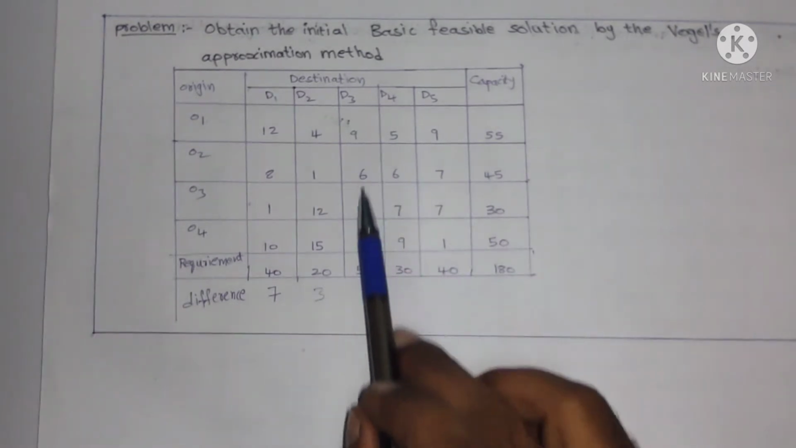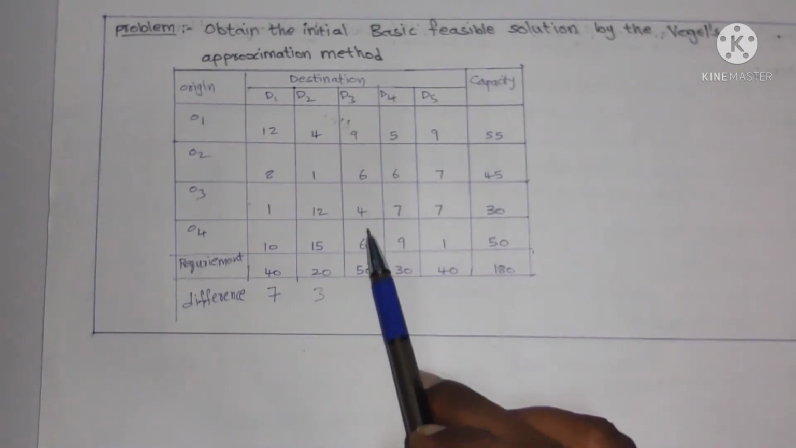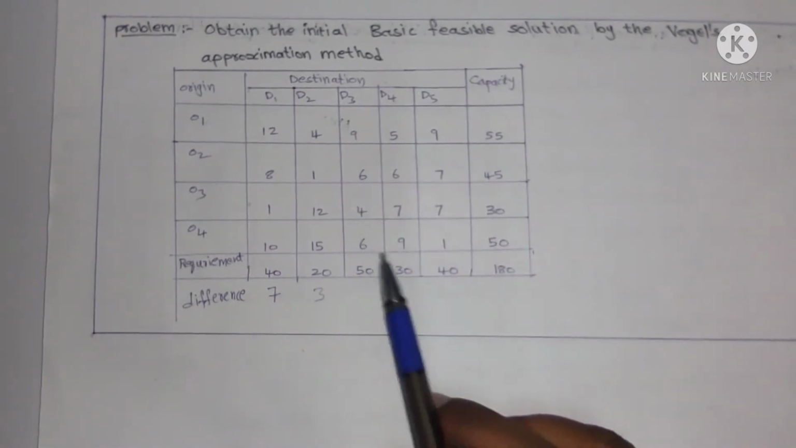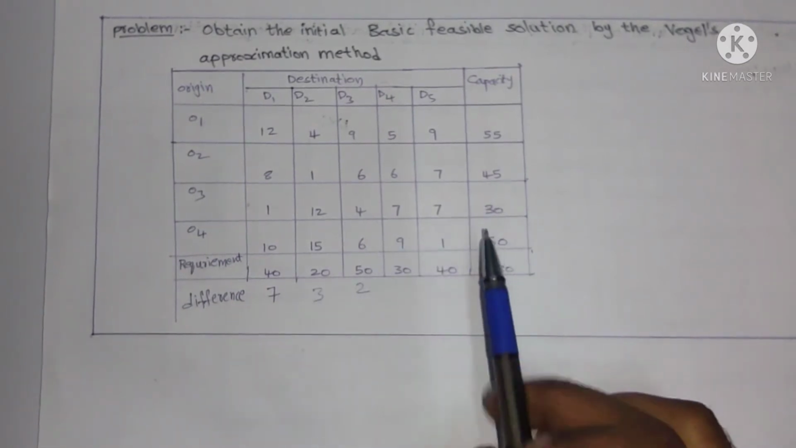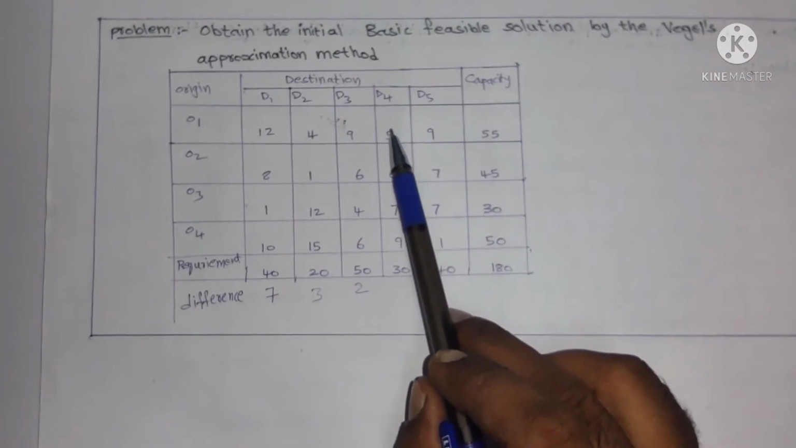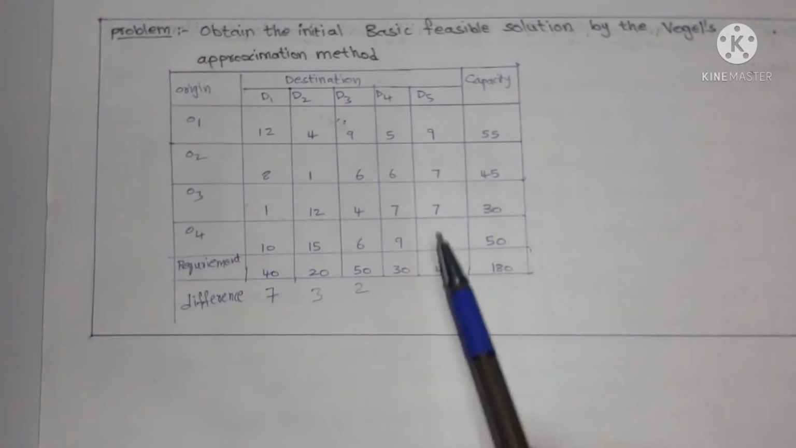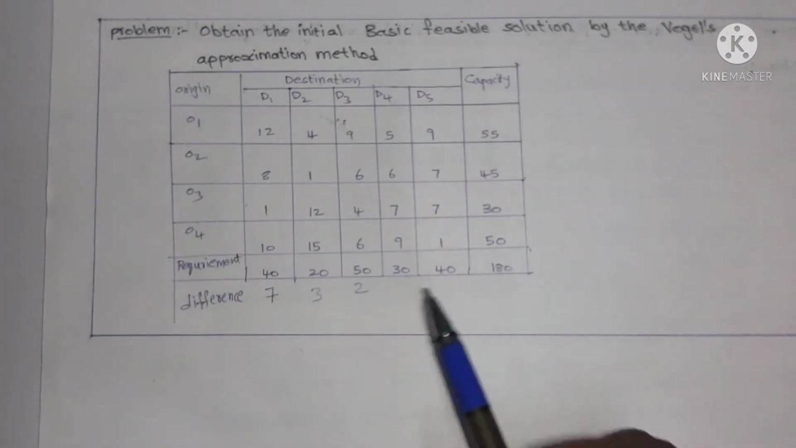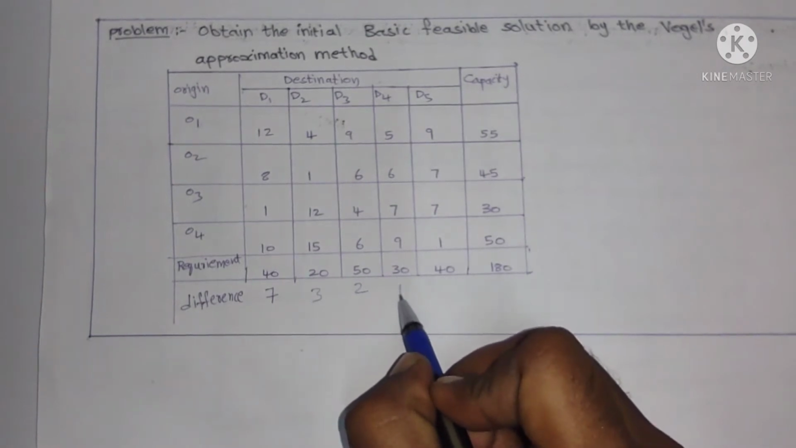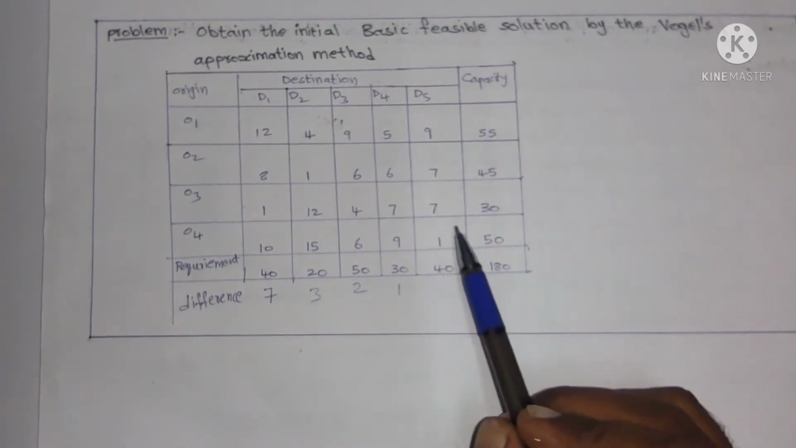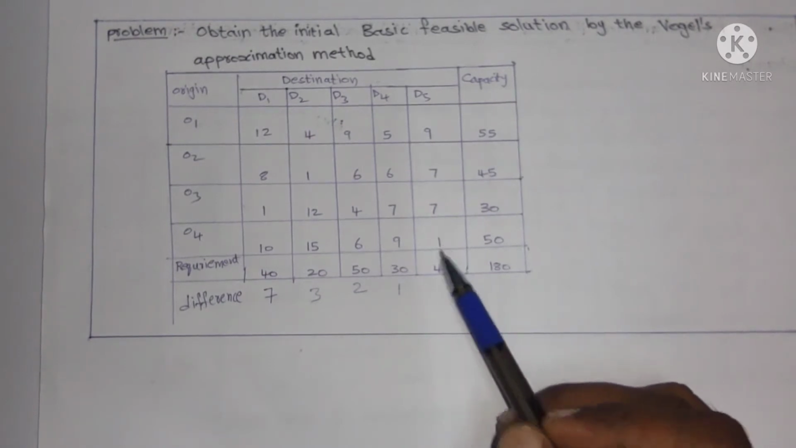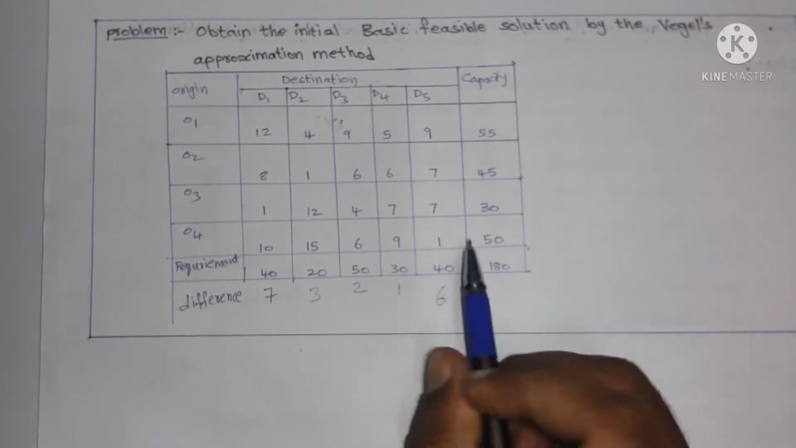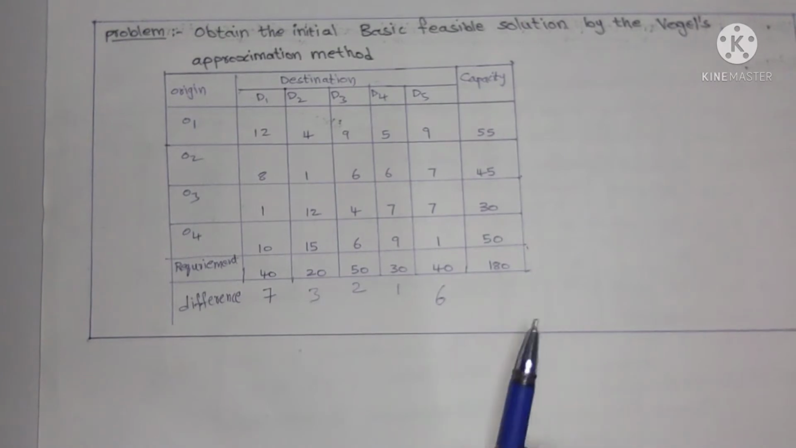Similarly, in the third column, what are the two cheapest cells? 4 and 6. What is the difference between 4 and 6? 2. Next, in destination D4, that means the fourth column, what are the two cheapest cells? 5 and 6. What is the difference between 5 and 6? 1. Next, in the fifth column, what are the two cheapest cells? 7 and 1. What is the difference between 7 and 1? 6. So these are the differences in the columns.